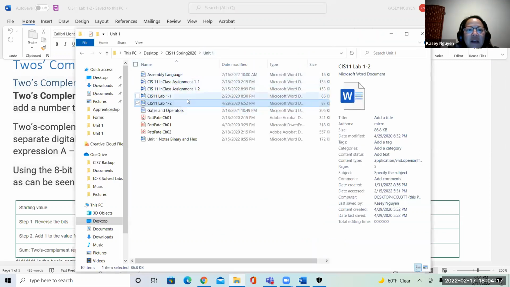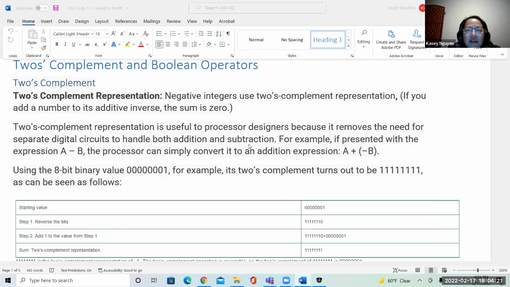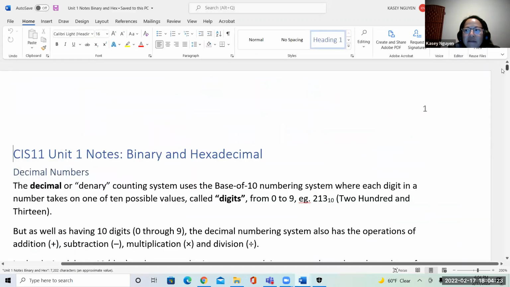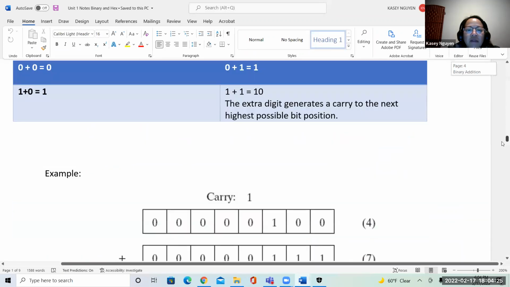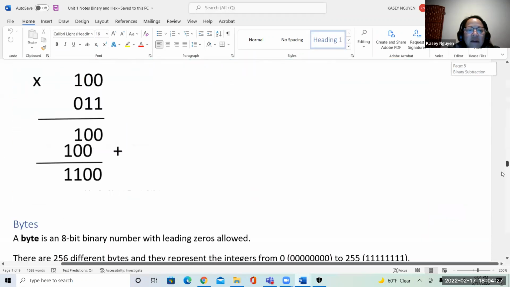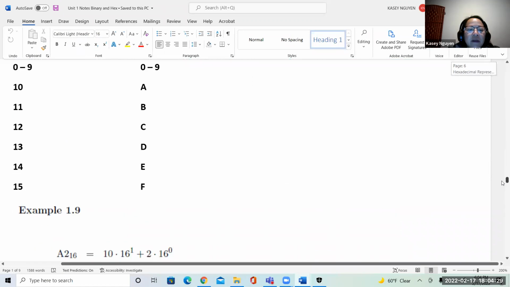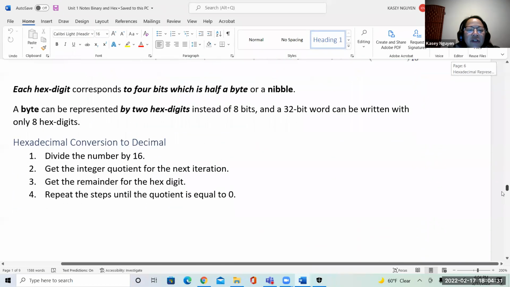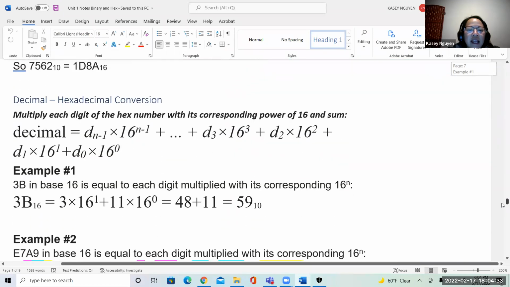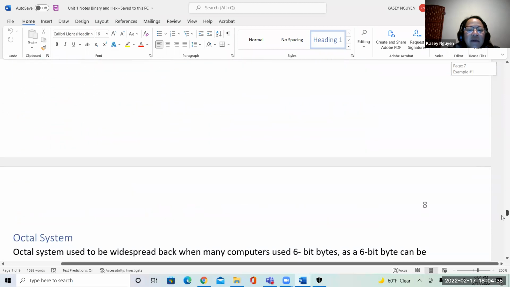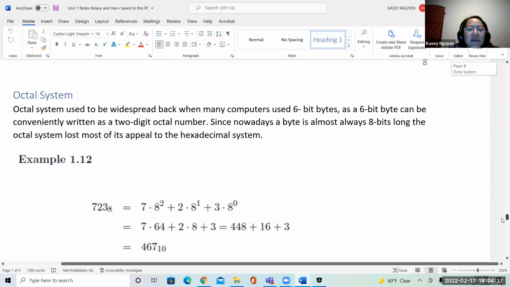Okay, so let me also check and make sure that we have all of the things that we talked about last time. So we got through the hexadecimal version conversions, and then we also did some arithmetic with hexadecimal. Before we get into 2's complement, I want to touch on the octal system.